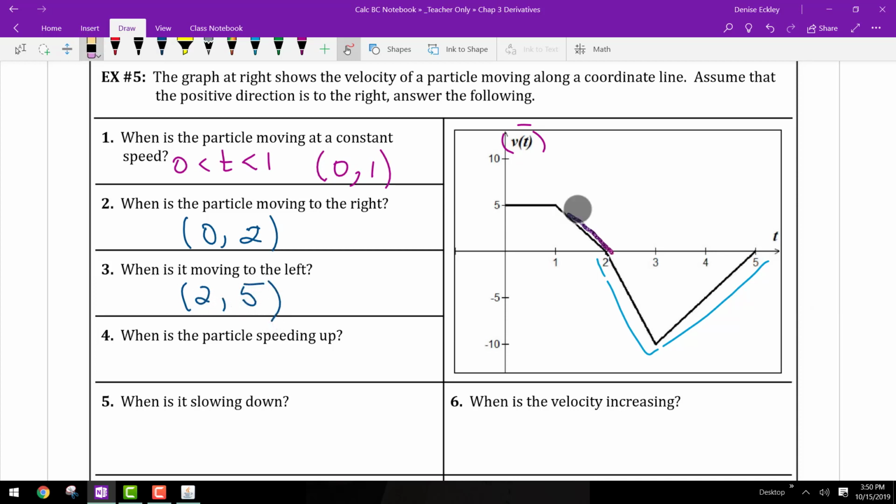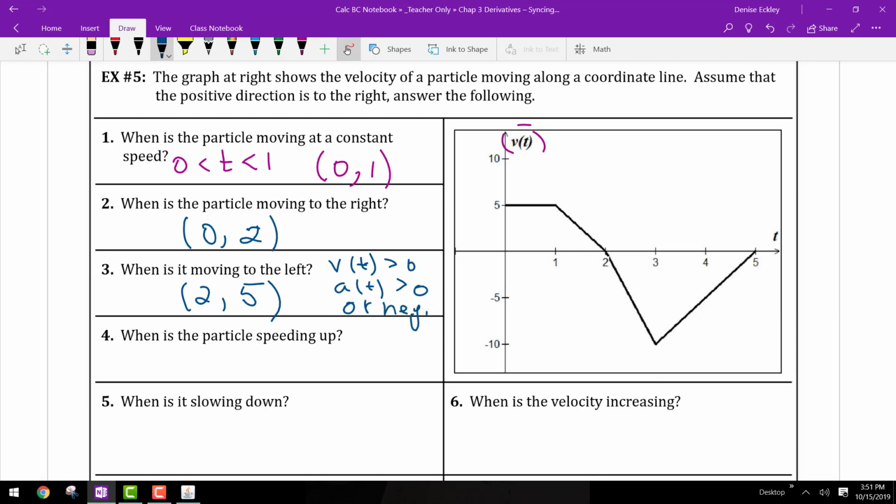Let me clean this off a little because I'm going to be writing on it a lot. Okay, next question. When is the particle speeding up? That's going to be when you have two things happening. If you look at this graph, you want to have your velocity and your acceleration either both be positive or both be negative.